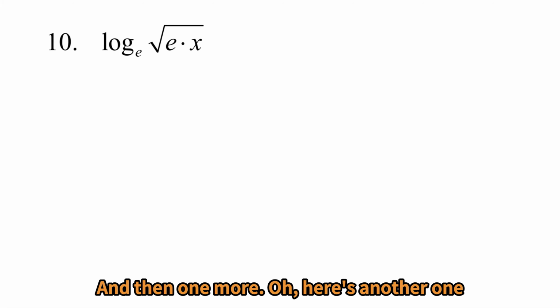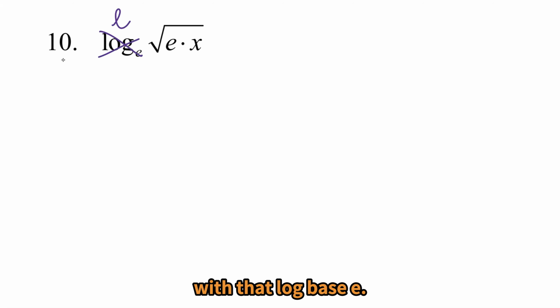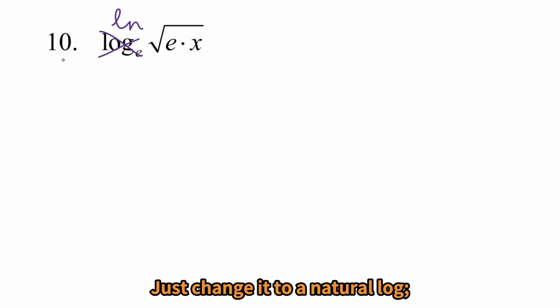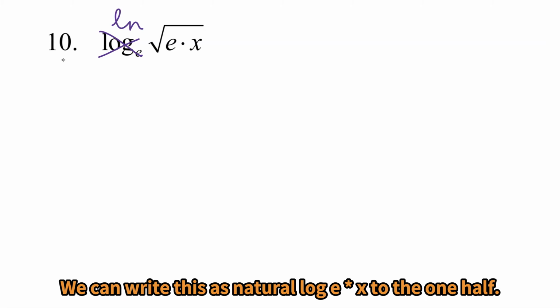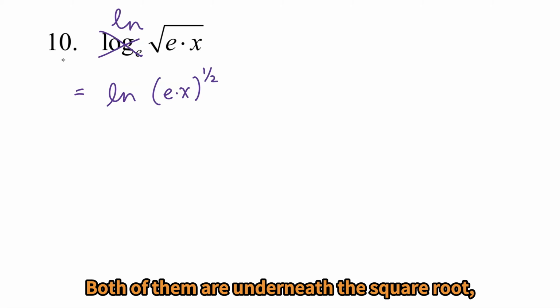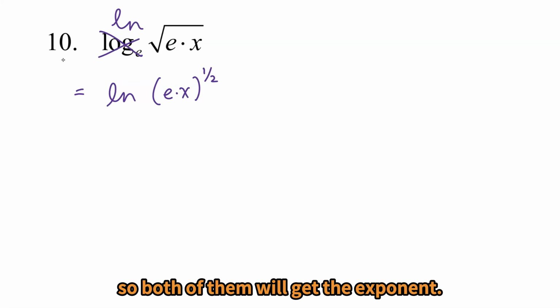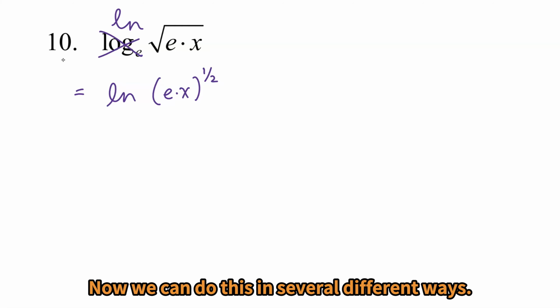And then one more. Oh, here's another one with that log base e. Just change it to a natural log. They mean the same thing. We can write this as natural log of e times x to the 1/2. Both of them are underneath the square root, so both of them will get the exponent. Now we can do this in several different ways.